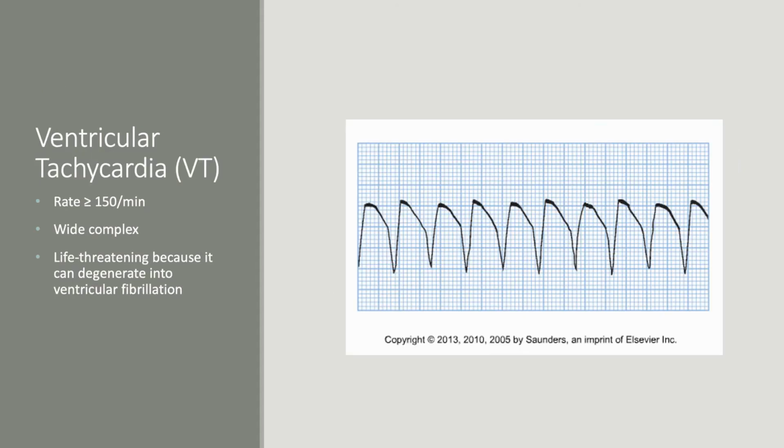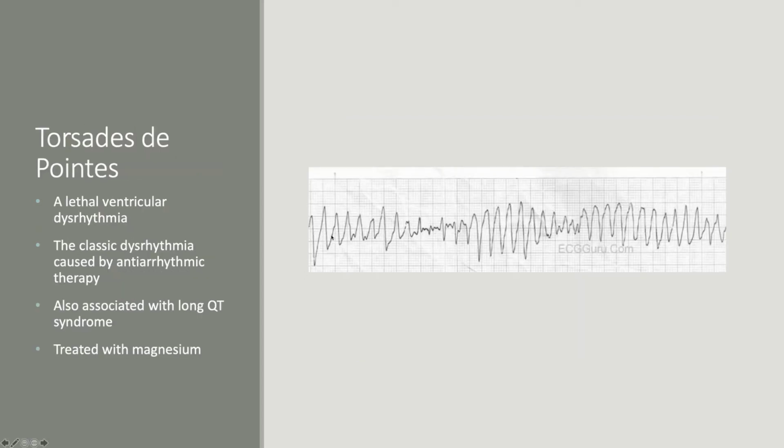If it's wide complex, right? Wide complex, and what does that mean? Well, that means that from the beginning of this to the end of this is more than 3 little boxes. So here we count 1, 2, 3, right? So this is more than 3 little boxes wide. Wide complex. This is life-threatening because it can degenerate and turn into ventricular fibrillation, which looks like this.